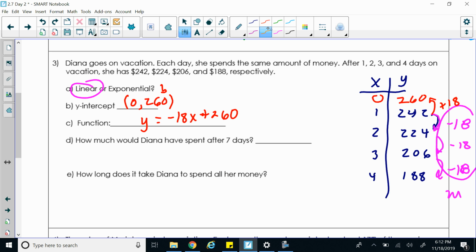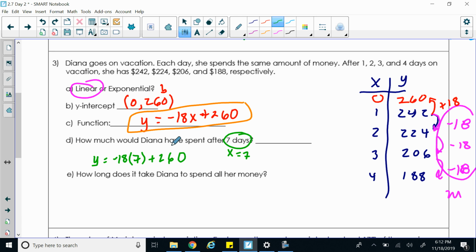So now, using this equation, what we can do is we can now determine how much does she have after 7 days. Well, x is days, so x is 7, so we'll go y equals negative 18 times 7 plus 260. So how much does she have left? So negative 18 times 7 plus 260 is $134. That's how much money she's going to have left 7 days into her trip.